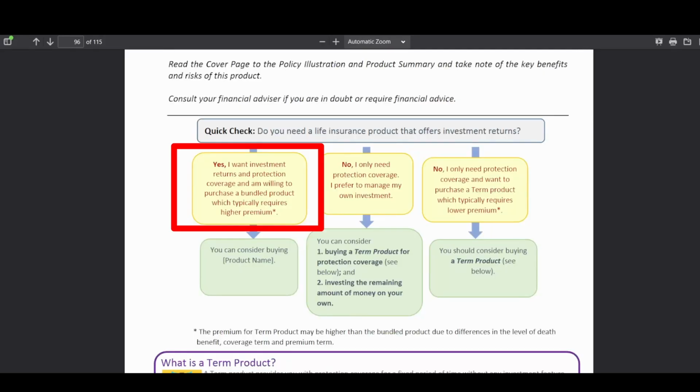The first question is, do you want to purchase a policy that has cash value and also gives you protection coverage, but it is more expensive? If your answer to that is yes, then you can probably consider a whole life policy.